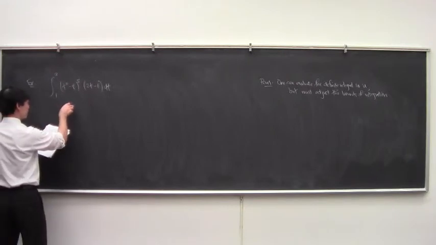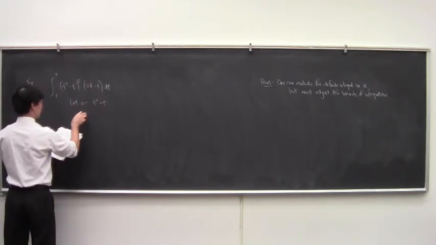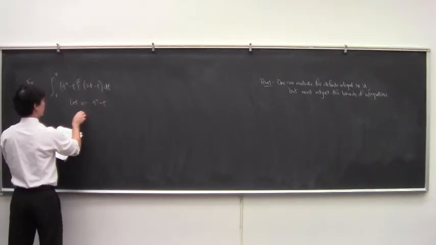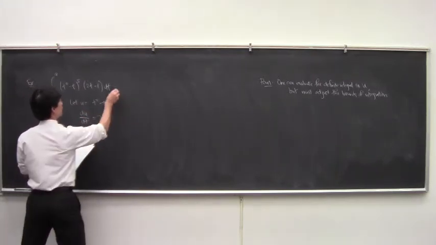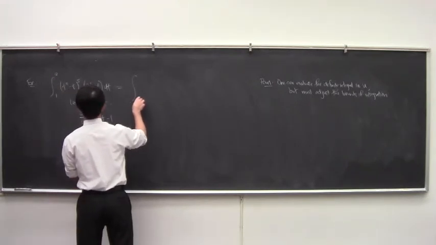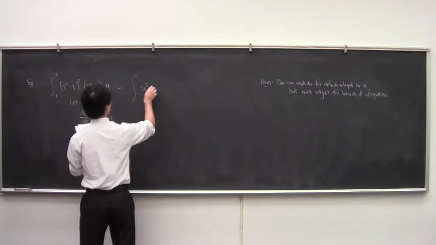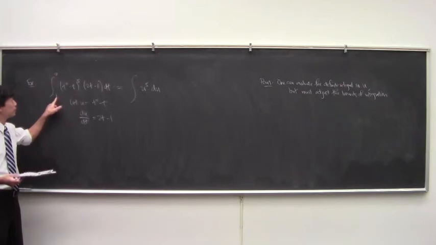Okay, so let's do our u substitution. Let u be t squared minus t, right? Then du/dt is of course 2t minus 1. We can rewrite this as the integral of u to the fifth du, right? But we have to change the bounds of integration now.